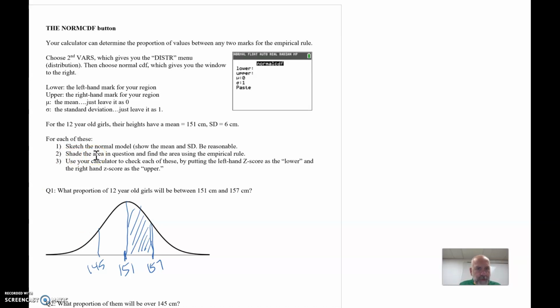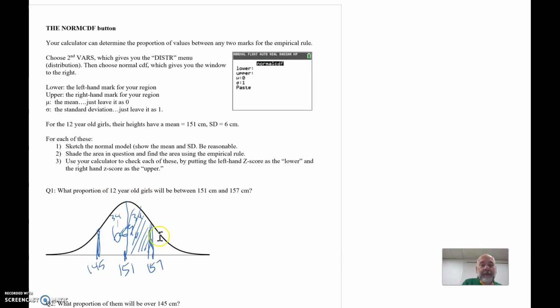Find the area using the empirical rule. Then use your calculator and find the area. So the empirical rule, we did this one, or one just like it, earlier. We said, well, between these two, it's 68%, right? And so half of them would be here at 34 and half of them would be there at 34, according to the model. In real life, results may vary.